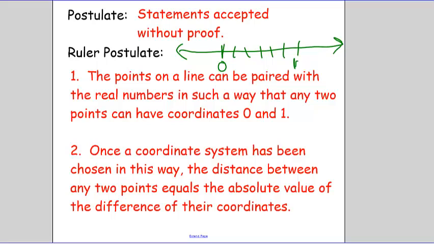But maybe to make our lives a little bit easier, what we could do sometimes by our ruler postulate is say that instead of that being 1, we're going to name that 6. So now we're just dealing with integers. So that's basically what the ruler postulate, the first part, is. The second part is what we just did. That once a coordinate system is chosen, so once I've picked my scale on our number line, the distance between the 2 points equals the absolute value of the difference of their coordinates. So that's what we just did in the last example.